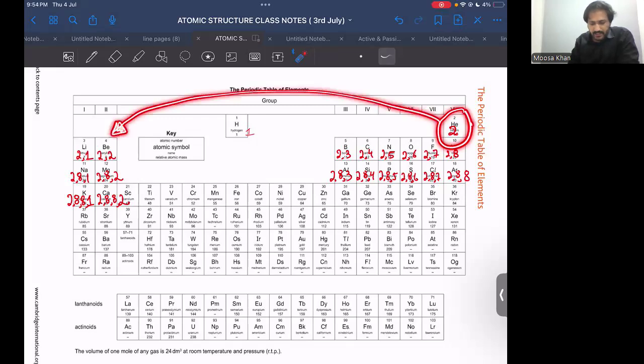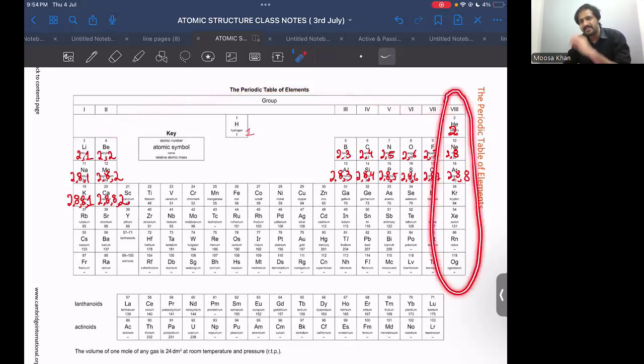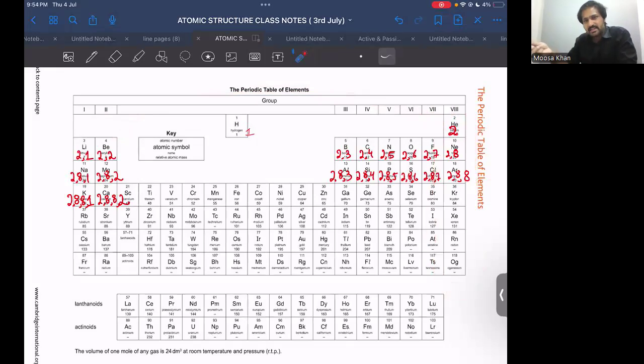But, dekho beta, helium's properties. Helium is an element whose properties do not match with the group 2 elements. Its properties match more with group 8 elements. That's why we have kept helium in group 8. But as for the rest of the other elements, their number of valence electrons represents their group number. If you see group 7, all the group 7 elements have 7 electrons.